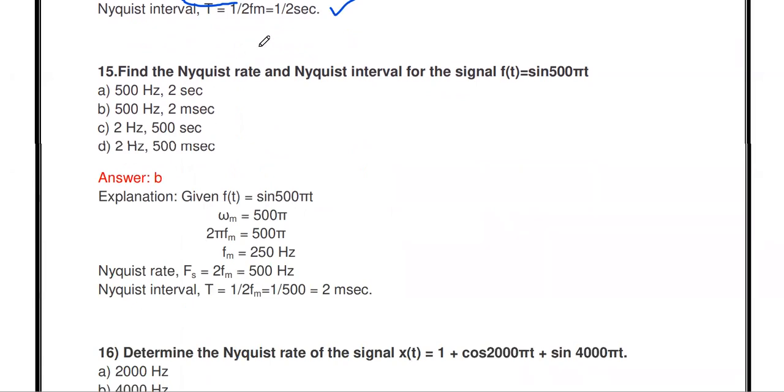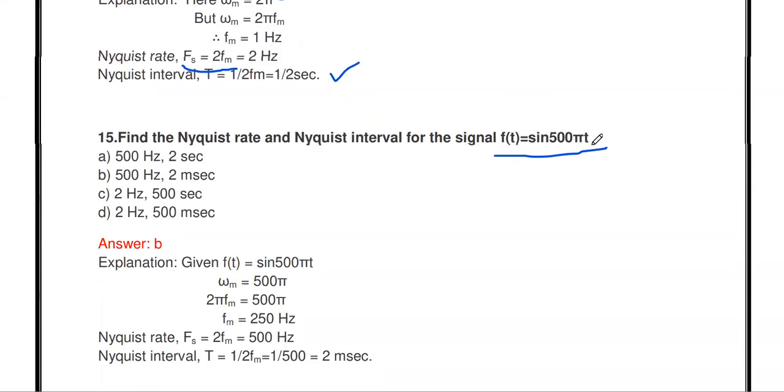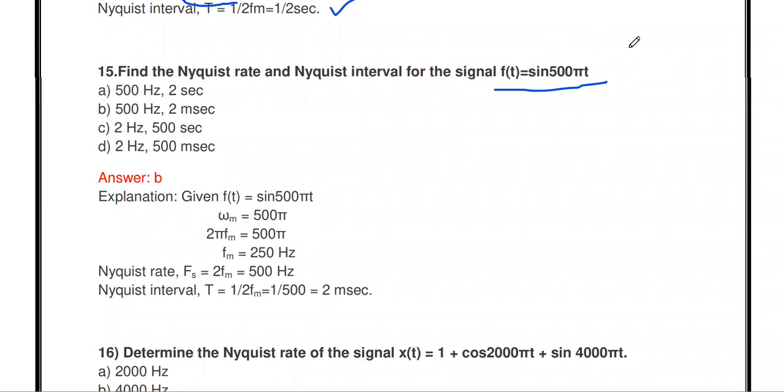And the next question is similar to the previous question, but here some different data is given. Find the Nyquist rate and the Nyquist interval for the signal f of t equal to sine 500 pi t. Here a different frequency component is given: in the previous problem sine 2 pi t, here sine 500 pi t. Compare the given signal with the standard sinusoidal expression. The radian frequency omega m is equal to 500 pi. Omega m can be expanded as 2 pi fm, so the pi cancels, and fm is 500 divided by 2, which is 250 hertz. So the frequency of our given message signal is 250 hertz.